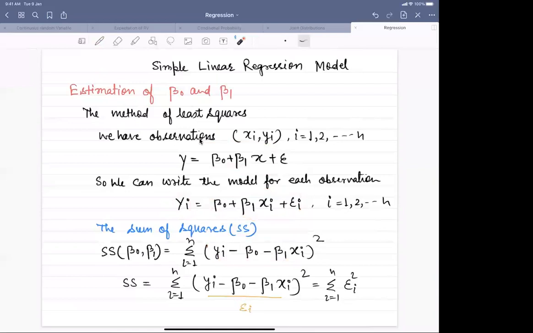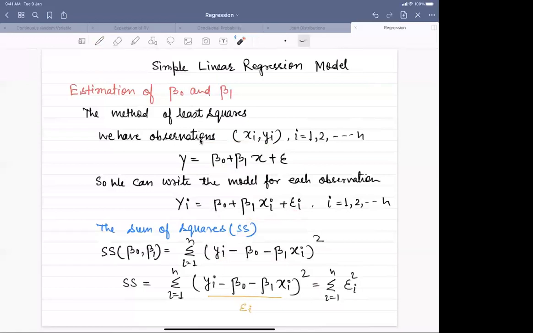Now the method I'm talking about is the method of least squares. You can see that essentially this sum of squares is the sum of squared residuals, because epsilon is our error term, or we call it residual also sometimes. So yi minus beta naught minus beta 1 xi is equal to epsilon i. So you can say it is least error.